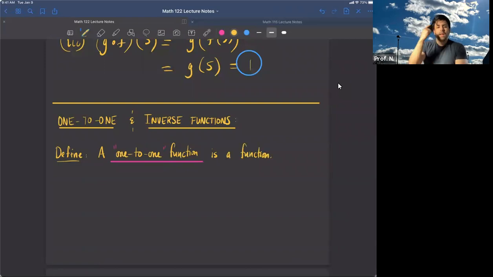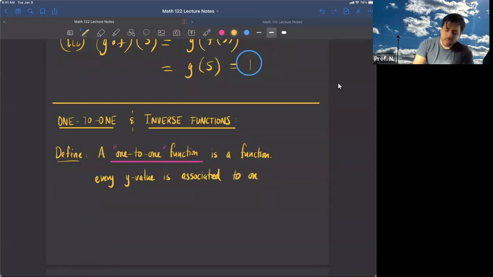So a one-to-one function is a function. So immediately you should think, everything that I know about a function, I know that for every x value, there's one y value. So a one-to-one function is still a function. So every x value has only one y value. But in this case, every y value is associated to one and only one x value.